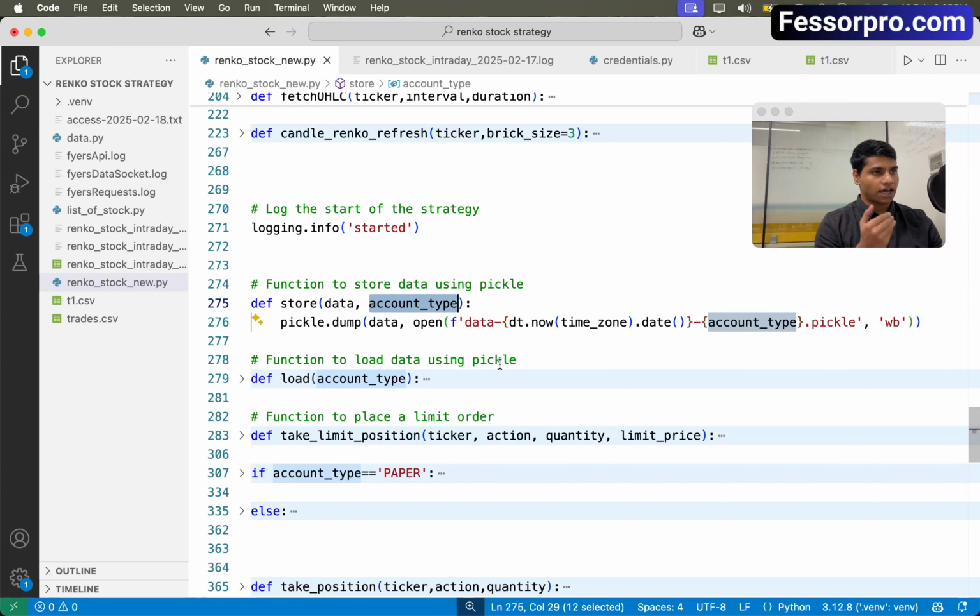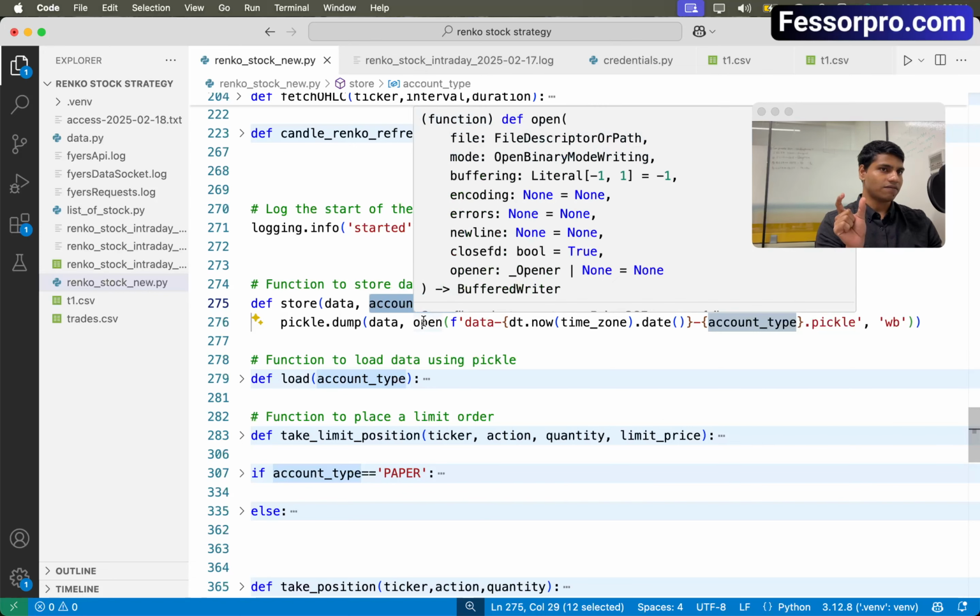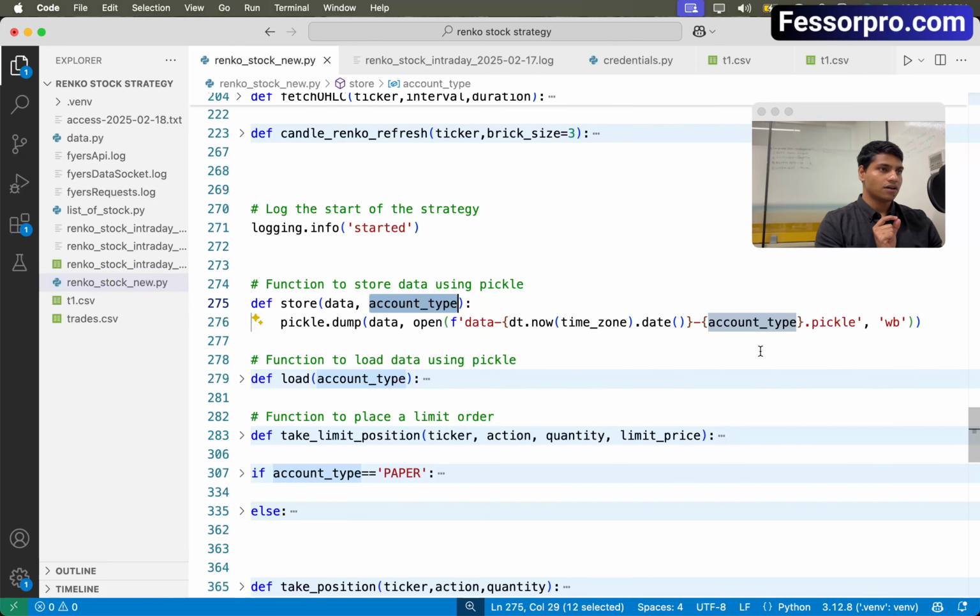Now, in this entire code, I have given you the functionality of running the code in either the paper trading environment or the live environment. So when you run it in the paper trading environment, it will create a pickle file with the name ending with the account type. Let me repeat. You might be running the strategy in the live environment or the paper trading environment. If you're running your strategy in a paper trading environment, it will create a pickle file ending with paper. And when you run the code in a live environment, it will create a new pickle file ending with dash live.pickle. Right. So these are the two. This is the reason why I'm also sending the account type into the store function.